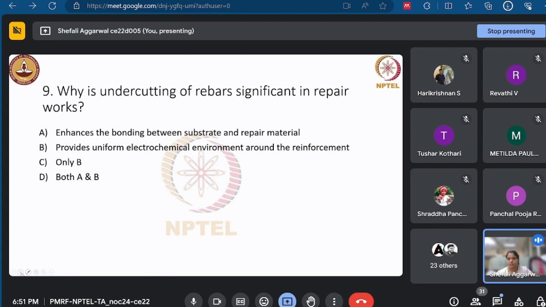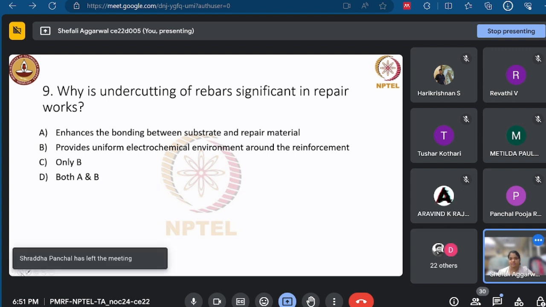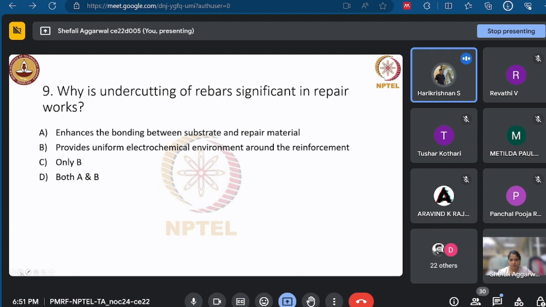Why is undercutting of rebar significant in repair work? We have already discussed this thing. Can anybody answer this question then? Enhancing the bonding between substrate and repair material, provides uniform electrochemical environment around the reinforcement. Only B, both A and B. Both A and B, ma'am. Okay. Answer is correct. Both A and B. We are enhancing the bonding as well as making sure that our rebar is clean enough so that it will provide the correct environment for the reinforcement.